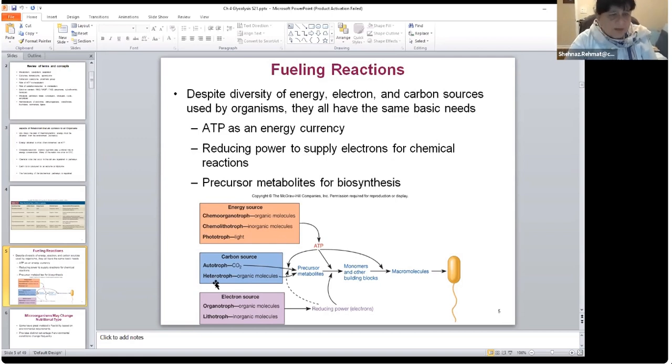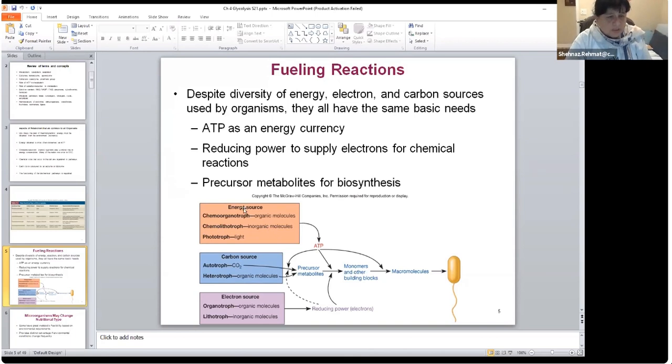Okay, so where are these channeled into? If you look at it, your precursor metabolites are coming from your carbon source, where your autotrophs will use carbon dioxide as their carbon source, whilst the heterotrophs will use organic molecules as their carbon source. And from these carbon sources, we will produce some precursor metabolites. We will focus on this word in a little bit.